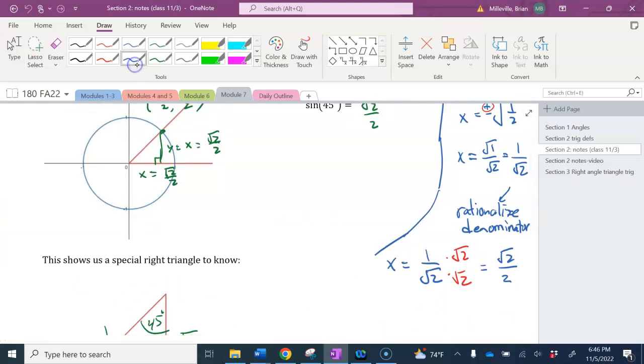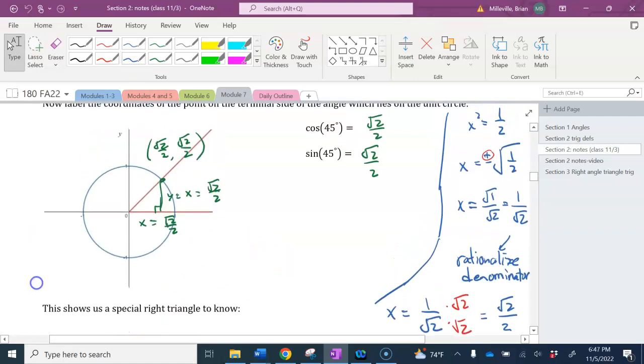All right. So what does that tell us then? Well, it tells us we know the point where the terminal side of our angle, 45 degrees in this case, intersects the unit circle, and therefore we know the values of cosine and sine. Cosine of 45 degrees was square root 2 over 2. Sine is also square root 2 over 2. So that's just a quick recap from what we've done so far.